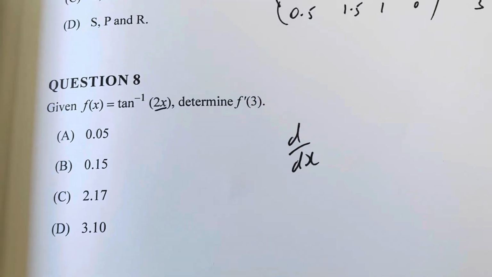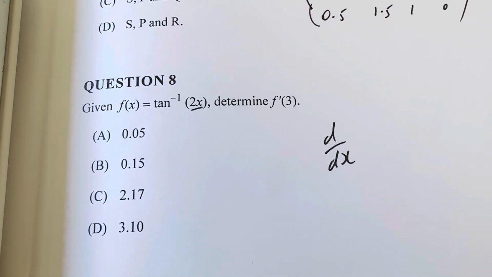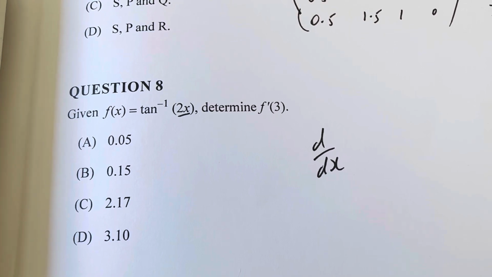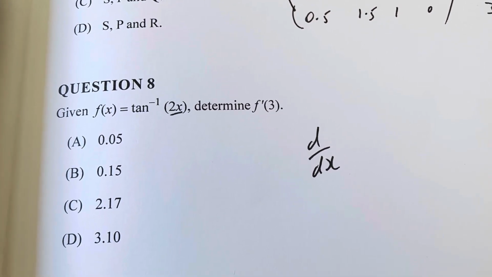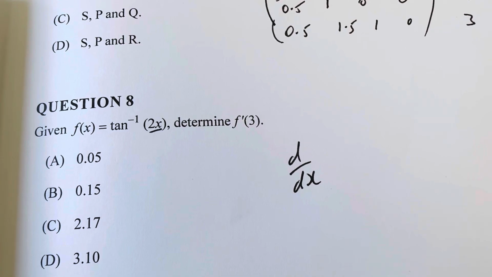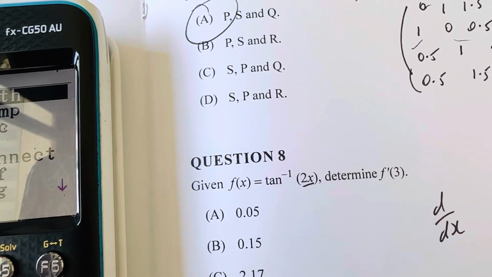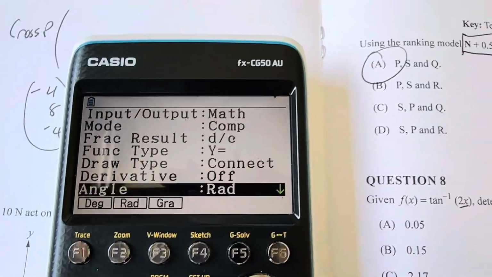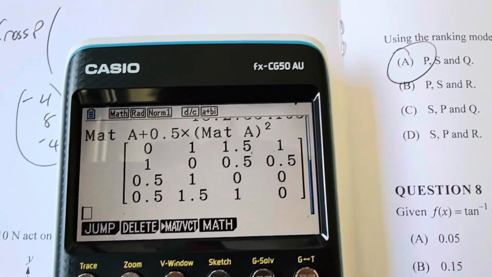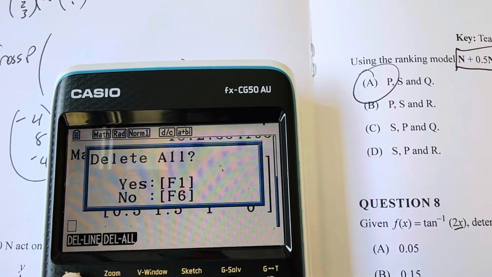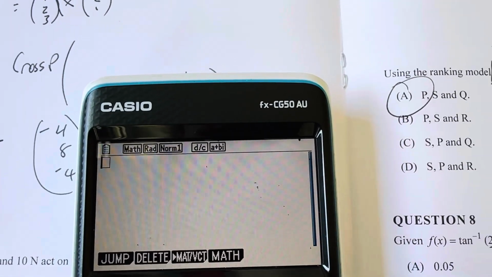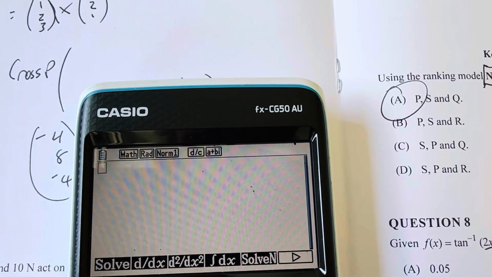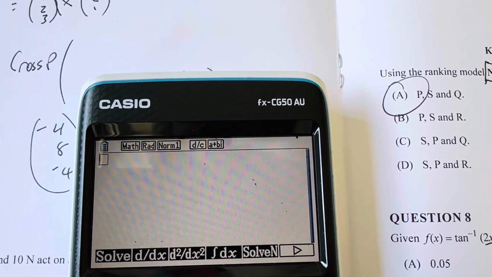Now, next question. We're given f(x) is tan to the negative 1 of 2x. Determine the derivative when x is 3. Fantastic to do this on the calculator. Remember, we're in trig, but this time we're going to want it in radians. So I'm just changing my calculator to radians this time. Let me just delete all that so it doesn't confuse anyone. So we're going to go options, calc, and we get the dy/dx button.